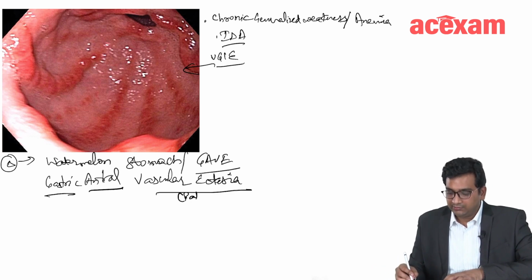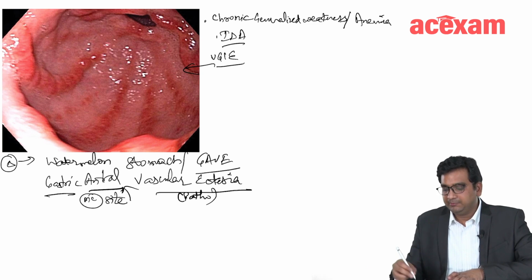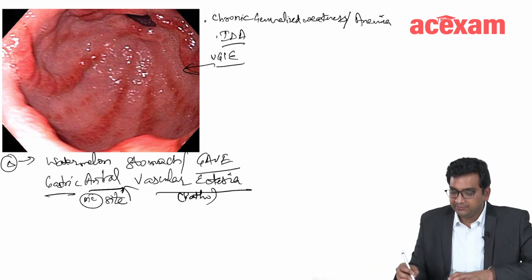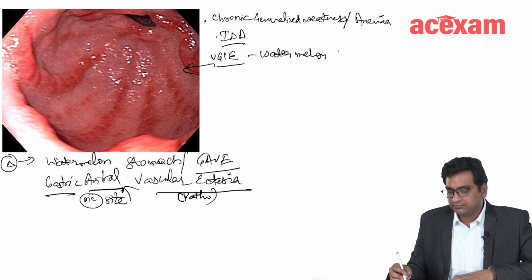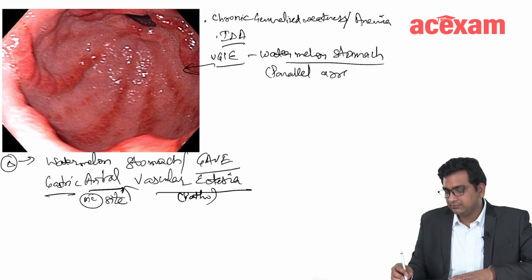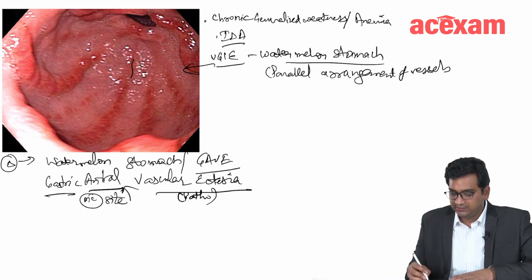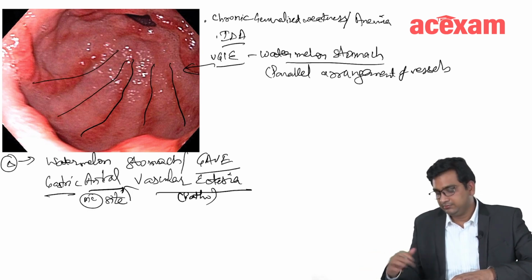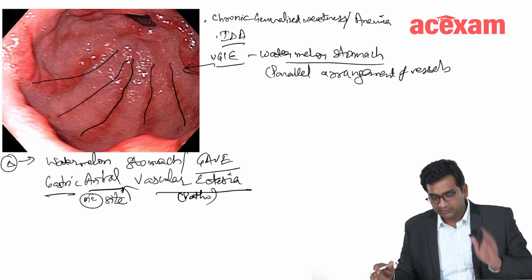So in the stomach, in the antrum of the stomach, there is presence of vascular ectasias. So the pathology is vascular ectasias, and the most common site is the antrum, and there is presence of watermelon stomach on upper GI endoscopy. Why is there watermelon stomach? Because of parallel arrangement of vessels, which we can see here. This one, this one, this one, this one. There is parallel arrangement giving a watermelon-like appearance, watermelon stomach.